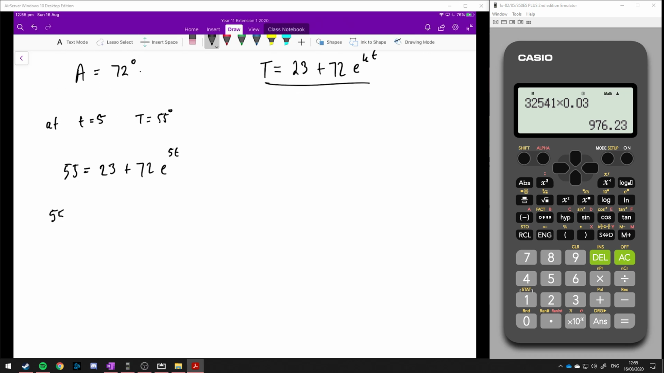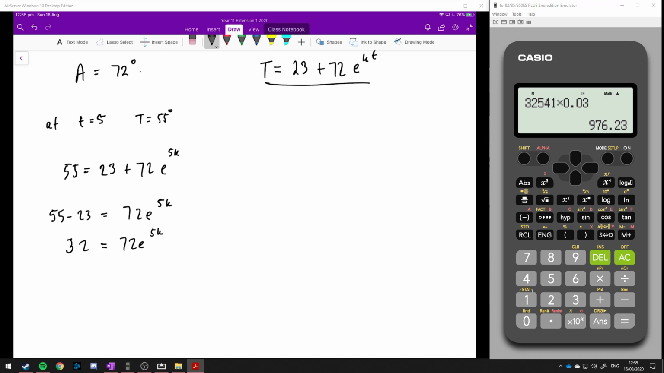So I'm going to go 55 minus 23 is equal to 72 e to the 5K, not T, sorry, because the K is the value we're trying to find, the same as last time, because the T is equal to 5. So 55 minus 23, which is equal to 32. That's equal to 72 e to the 5K.